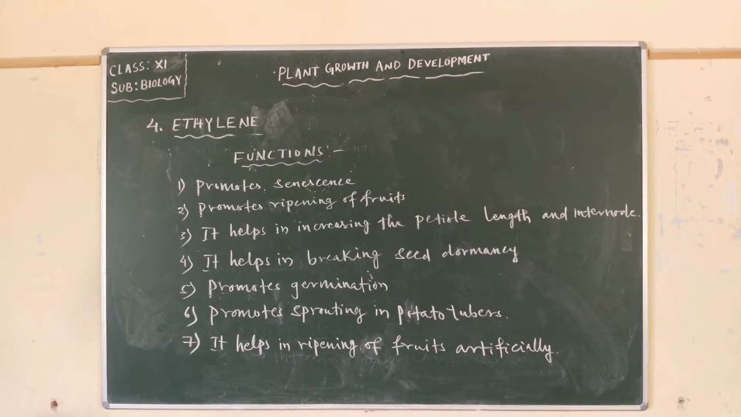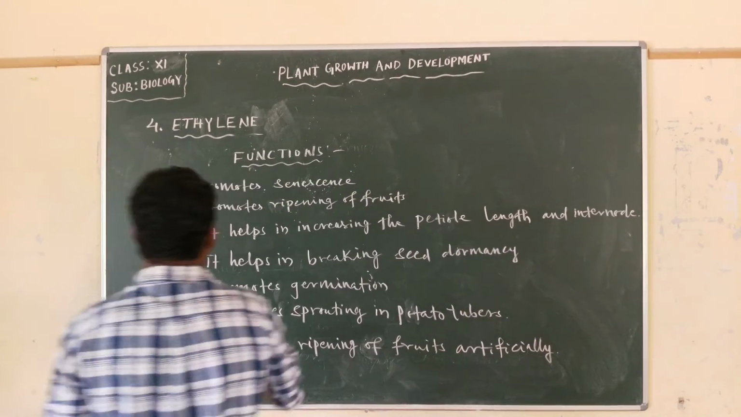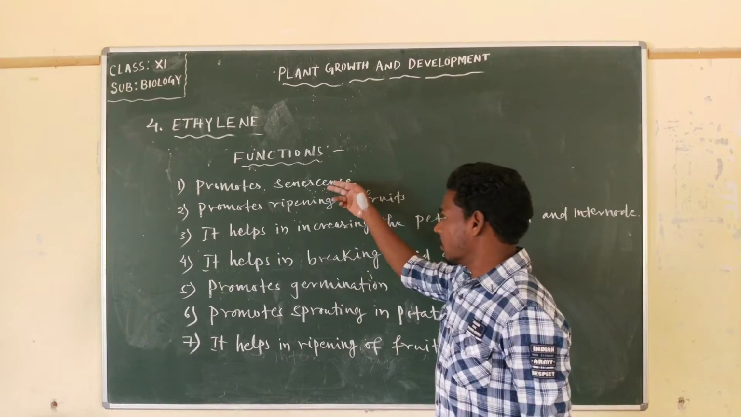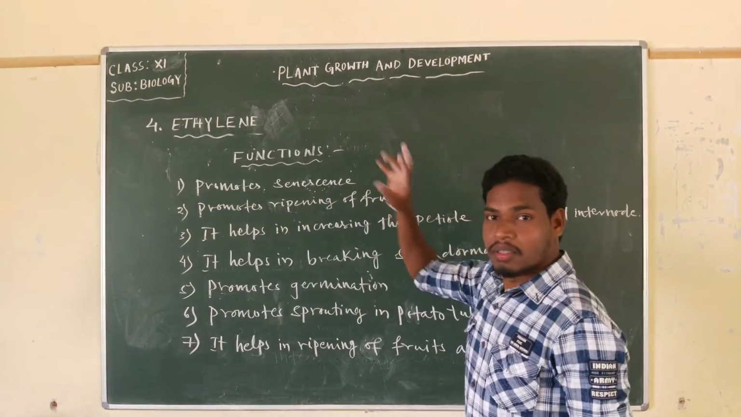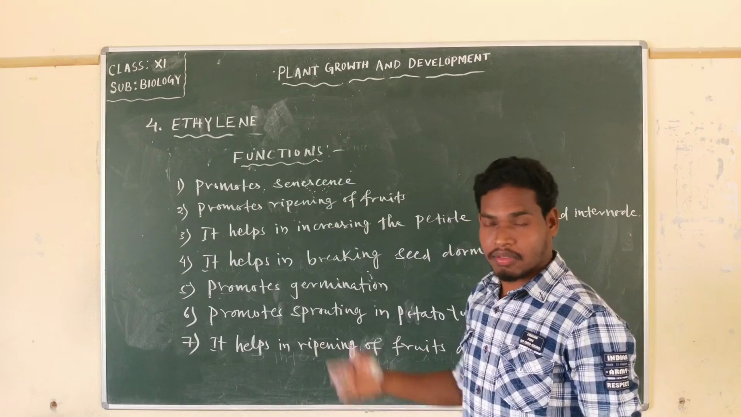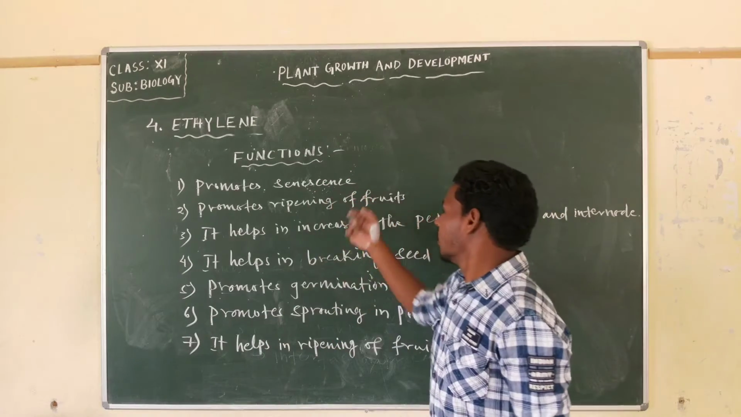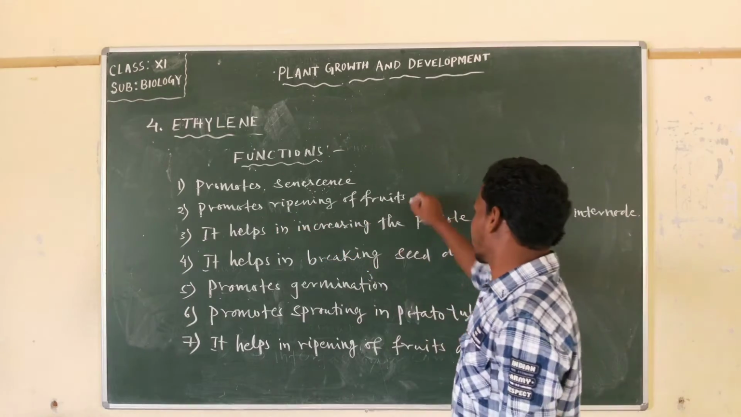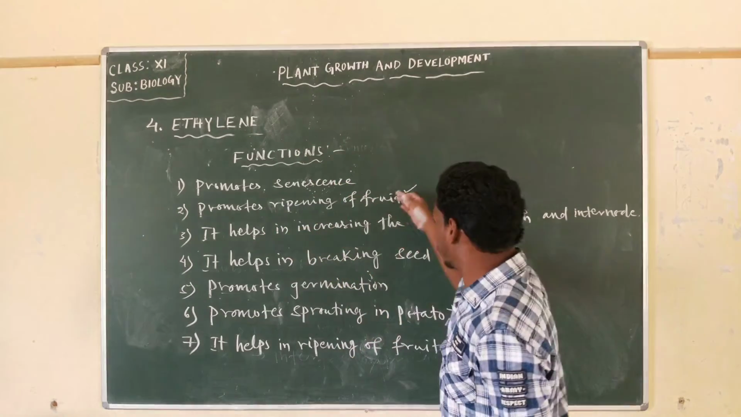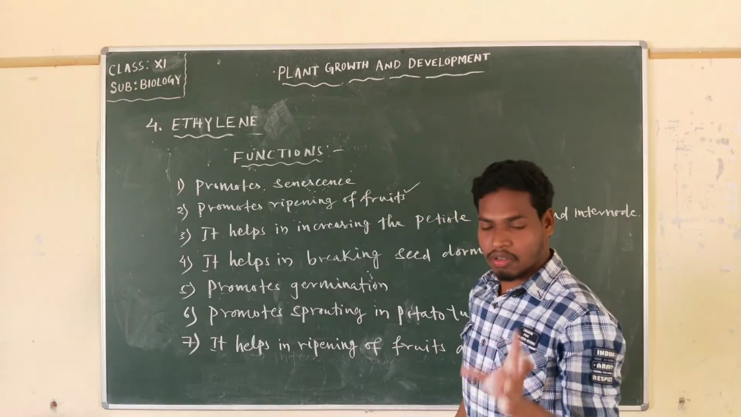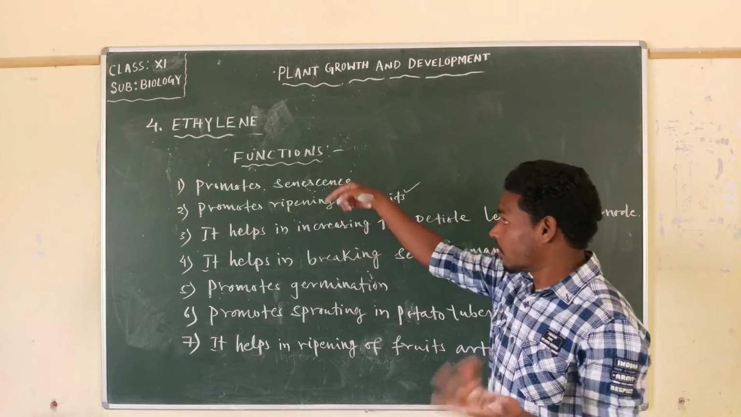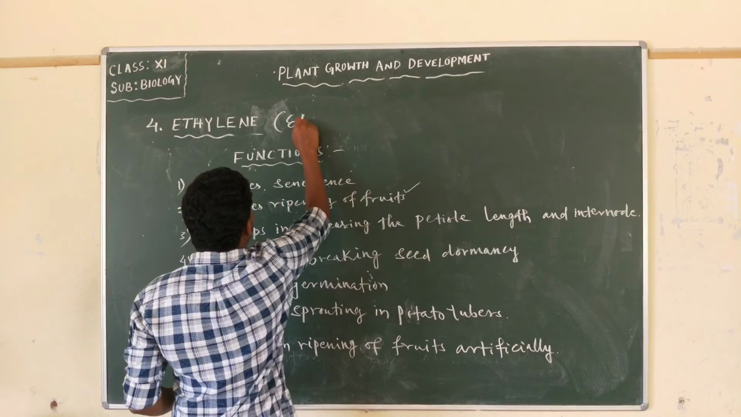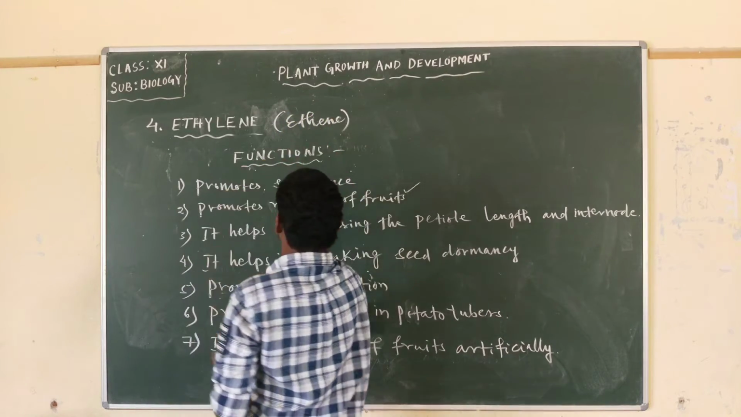Now let's see a few functions of ethylene. The first function is that it promotes senescence. That means the death of leaf after maturation, they will fall off. The falling off of fruits or leaves is known as senescence. The next function is that it promotes ripening of fruits. Ethylene is the phytohormone which helps in ripening of the fruits, or fruit is ripened by the action of ethylene. It is also known as ethene.